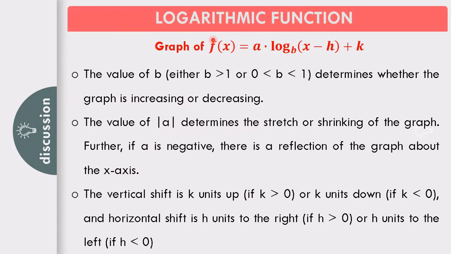So we have here the logarithmic function, general form. f of x equals a times logarithm of (x minus h) plus k, to the base b. Again, the base must be greater than 1 or between 0 and 1, and it determines the increasing or decreasing of the graph, while the a determines the stretching or shrinking of the graph. The h value determines the movement from left to right, and the k value determines the movement upward and downward.